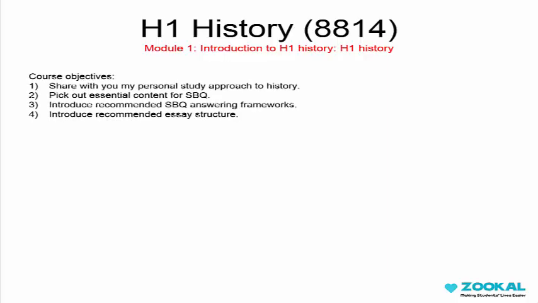So these are the course objectives. I'd like to share with you my personal study approach to history. I'd like to pick out essential content for SBQ, because the amount of information you can find on your SBQ is so vast. You could search the net, you could read your notes, you could read books. So what are you supposed to study then? Do you just study your notes? Do you study other schools' notes? You might be very confused as to what you need for the SBQ.